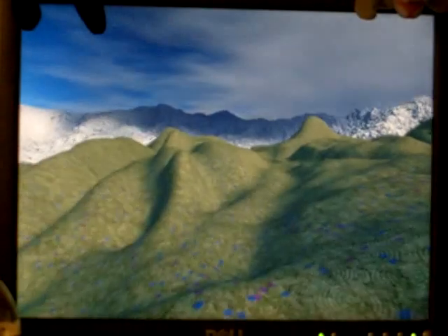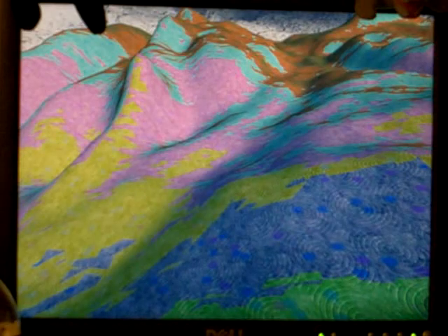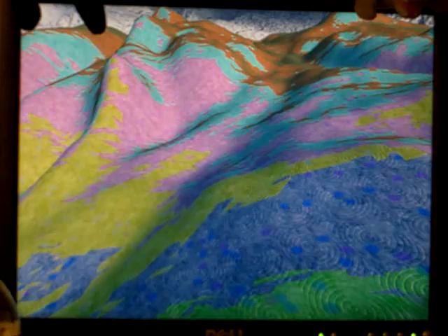Here's the terrain. I'm going to turn on this MIP coloring. So this is showing the MIP selection in the page table. I get a different color for each level when I switch MIP levels in the page table. And I'm going to turn on something to show the trilinear filtering as well.